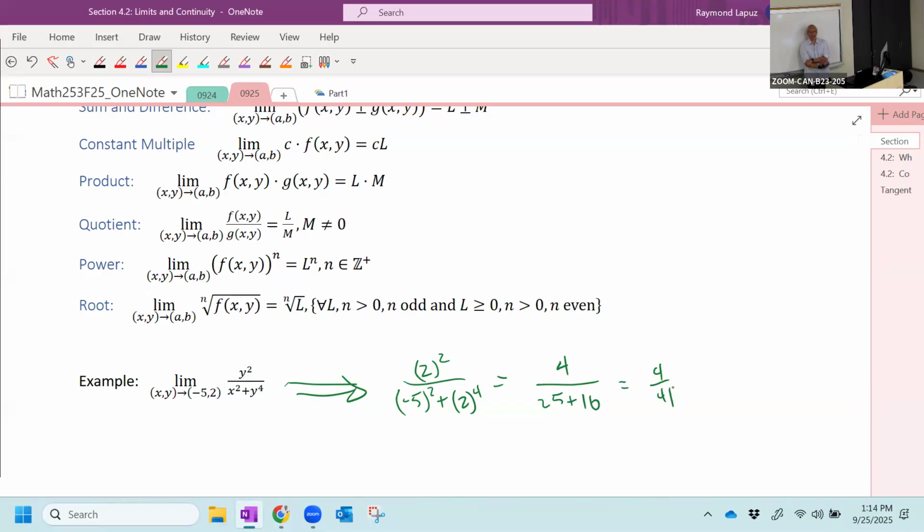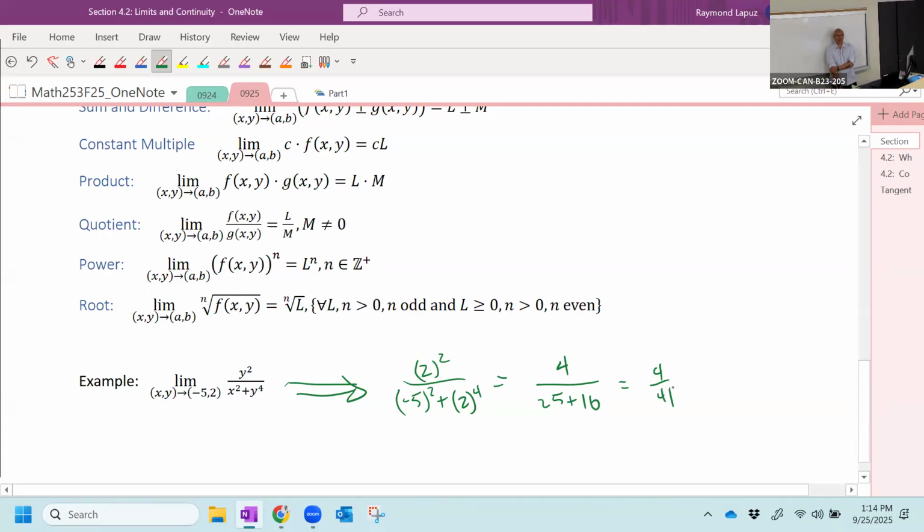You're thinking, why did we have to go through all that epsilon delta when this is all you have to do? Well, that's because I wanted to go over epsilon deltas for fun.